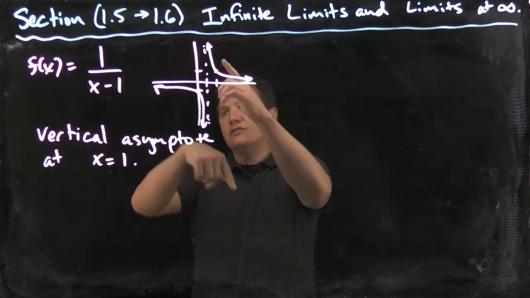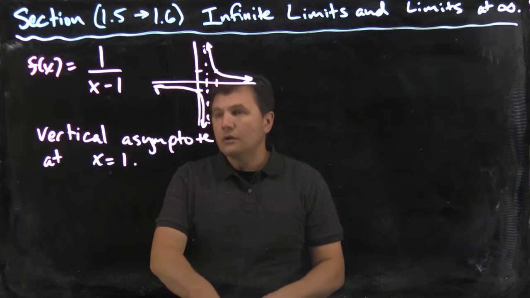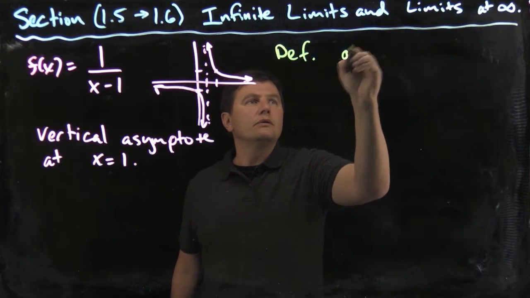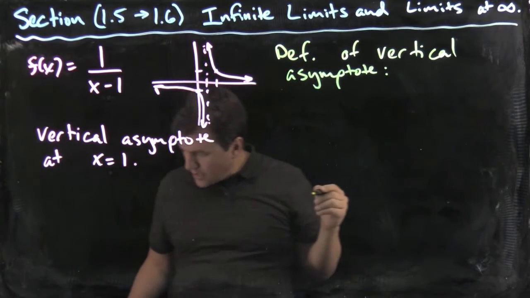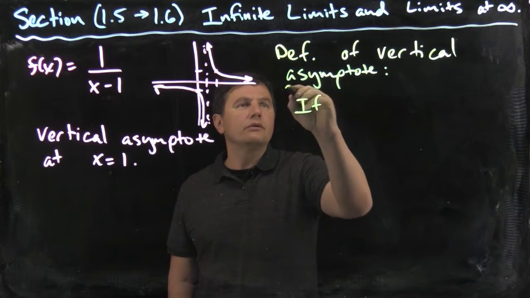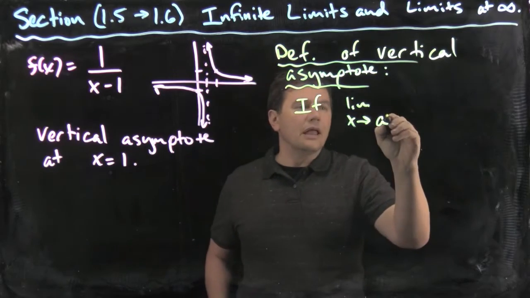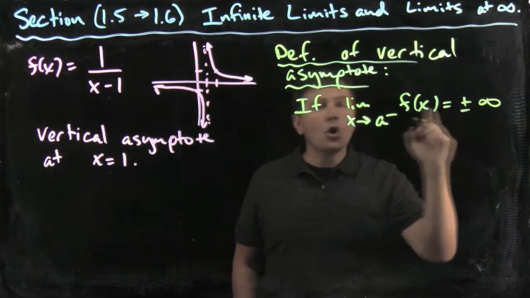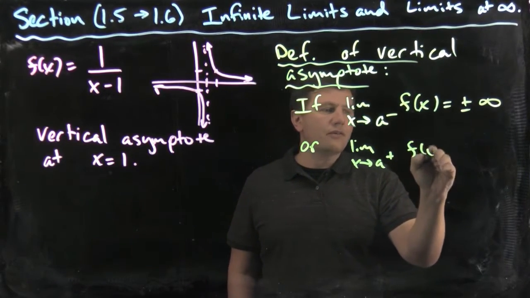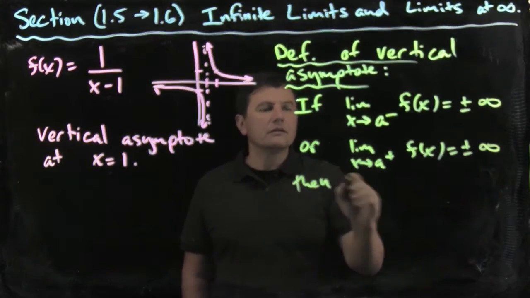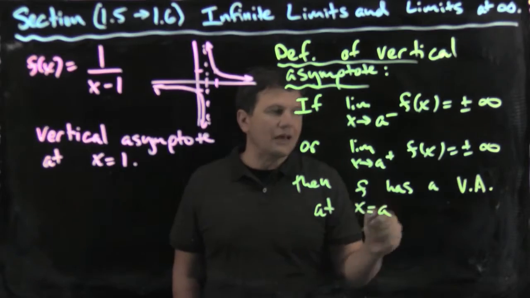So the actual definition of vertical asymptotes deals with limits that go to infinity. So the strict definition is: if the limit as x approaches a from the left of f of x is equal to plus or minus infinity, and/or the limit as x approaches a from the right of f of x equals plus or minus infinity, then f has a vertical asymptote at x equals a. So now this is a strict calculus definition.